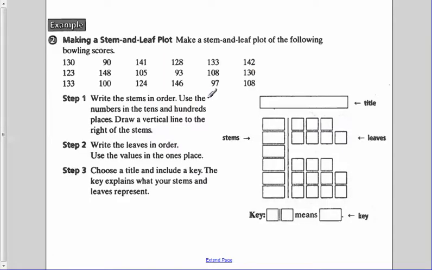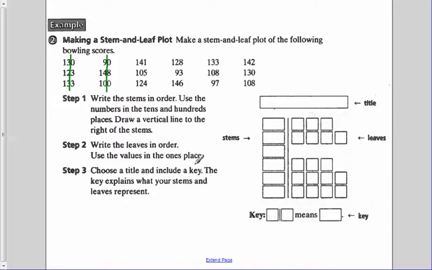Let's take a look at another one where we now have to construct one. So here's a stem and leaf plot showing bowling scores. Our step 1 is to write the stems in order. If I look at my stems here, these are 3-digit numbers. So the best way to do this would be to break it up so that the tens and hundreds places are to the left of the bar, and our ones place would be to the right of it.